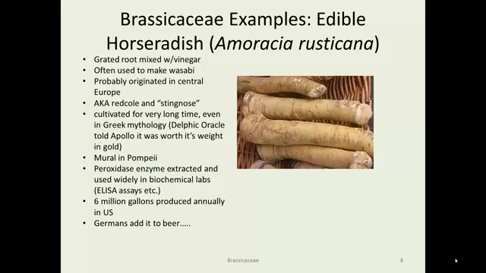Some examples of Brassicaceae that are edible. Horseradish is rather famous. Horseradish, of course, is one of those things you either like or you don't. It's the root, which is harvested, mixed with vinegar to make the horseradish prep that you buy in the grocery store. It's also called sting nose, which I think is probably a really good name for horseradish.